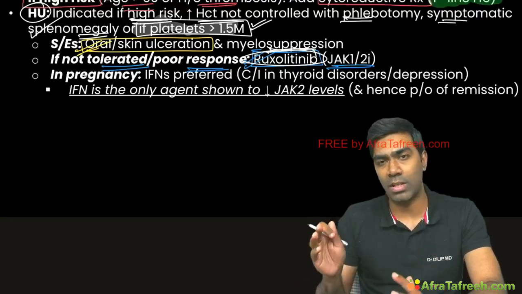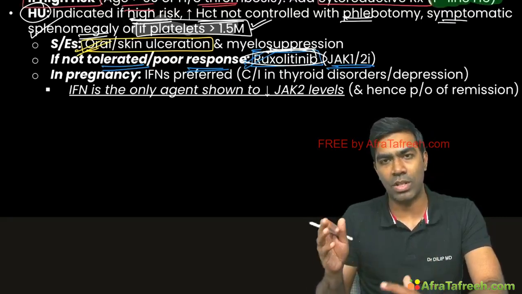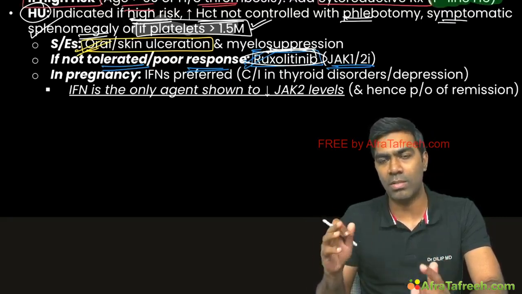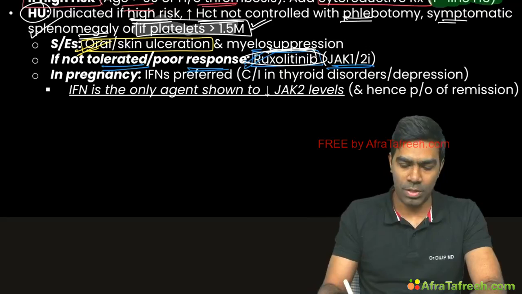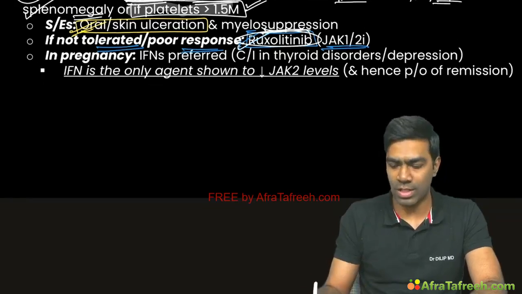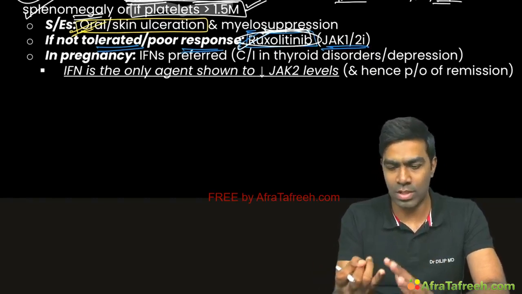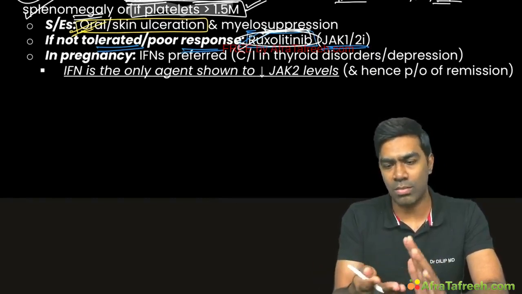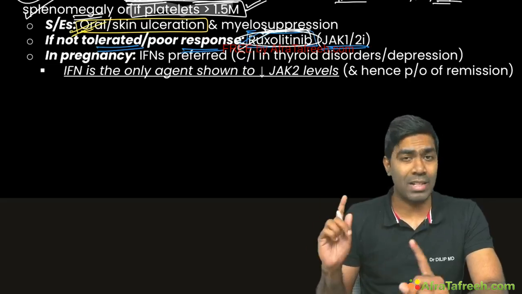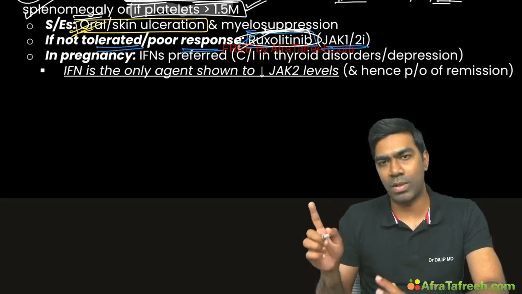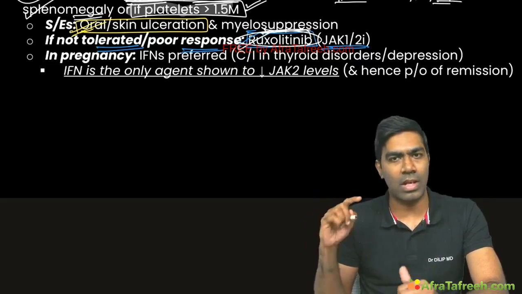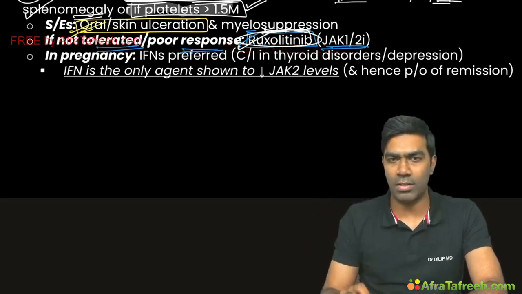Remember, tofacitinib acts on JAK1, 2, 3, ruxolitinib on JAK1, 2, upadacitinib only on JAK1. But among these drugs, that is tofacitinib, baricitinib, ruxolitinib, and upadacitinib, only ruxolitinib can be used in the setting of myeloproliferative neoplasms. The other three drugs, tofacitinib, baricitinib, and upadacitinib, will be used in rheumatological disorders like rheumatoid arthritis.